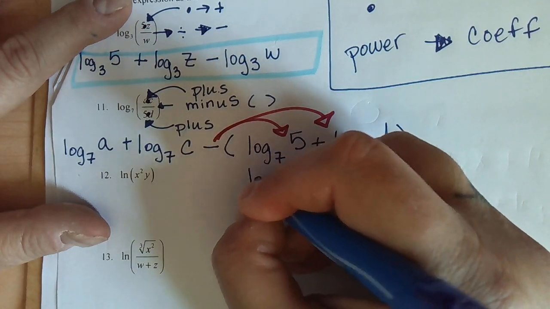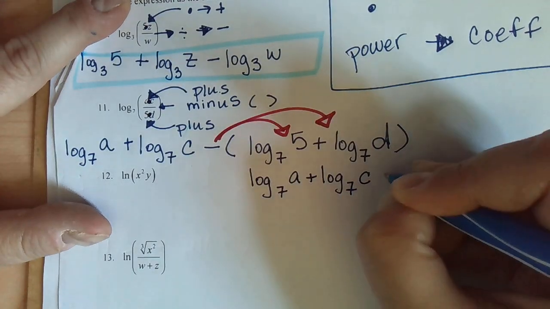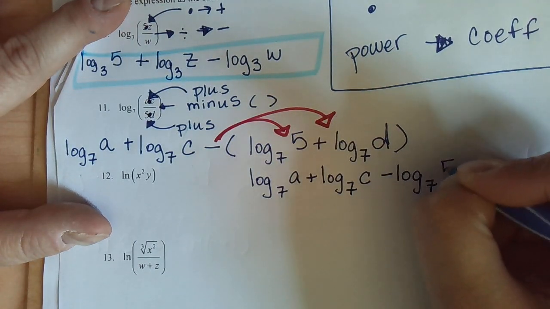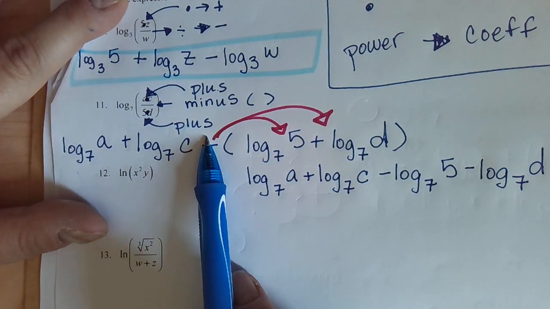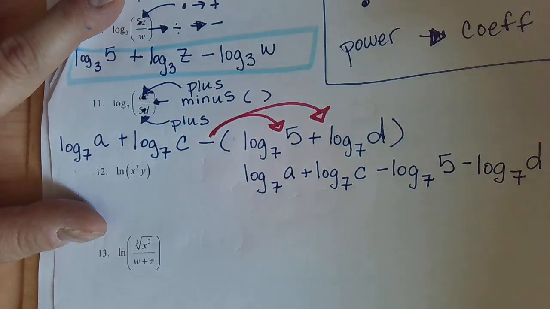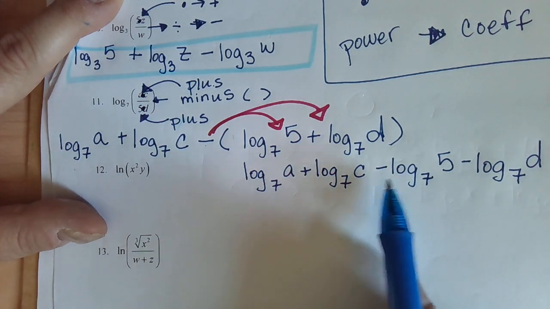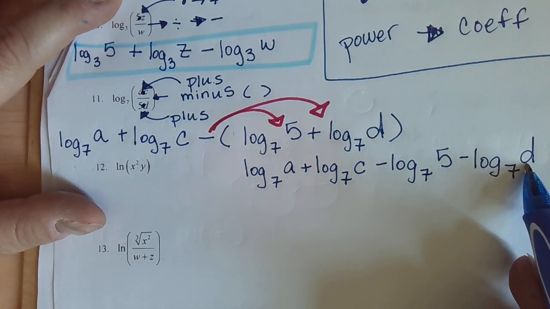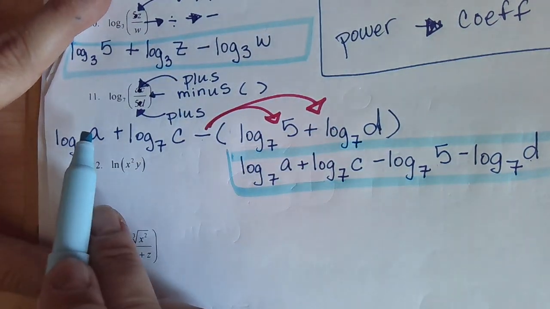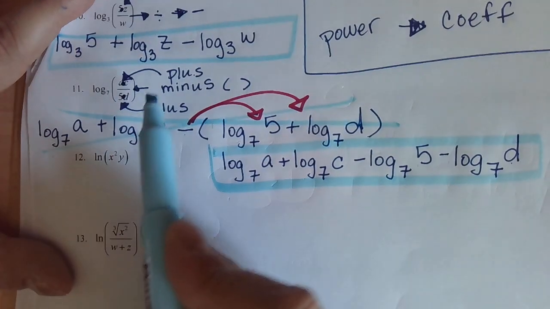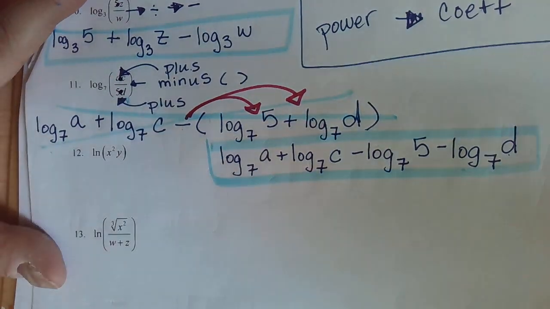Okay, so when I minus, I get log 7a plus log 7c minus log 7.5 minus log 7d. So this minus gets put onto the L. Okay, this minus gets smashed into the front of every L. And now you can see that the 5 and the D are both being minused, and they came from the denominator. And you don't have to write this middle step. If you just want to remember that everything from the bottom gets minused, you can just jump to writing these two things minused at the end.